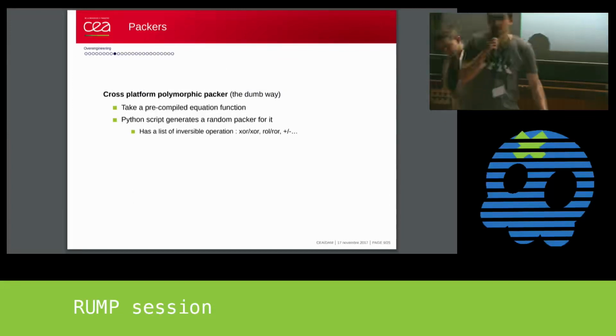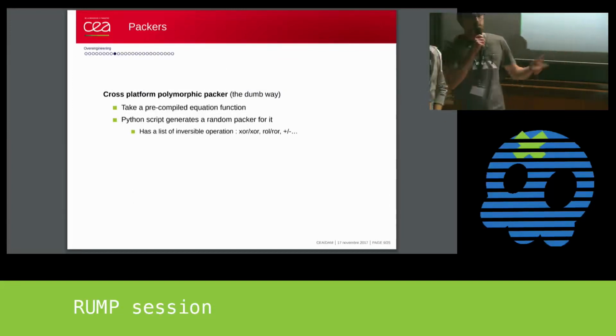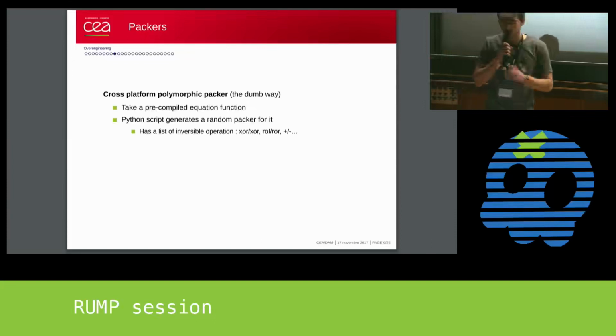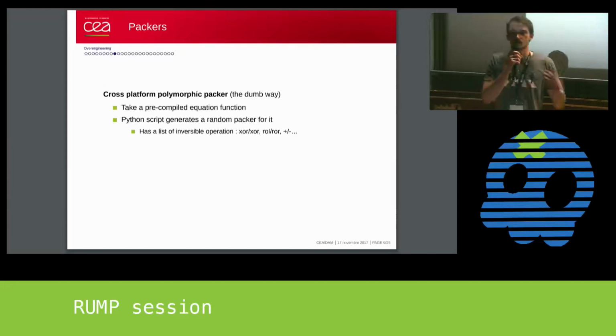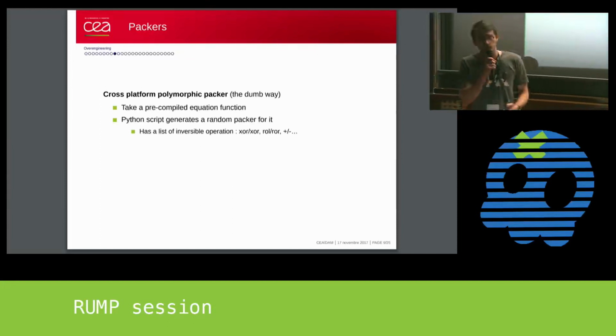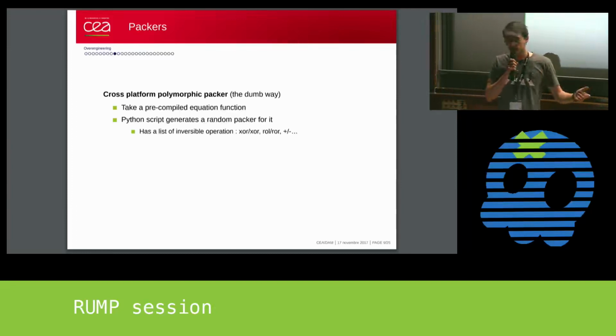So for the packing part, you saw that there was a packer in this challenge. We wanted to generate one different packer per binary, so that's 1,000 packers, and we couldn't afford to write them all manually. So what we did is that when the equation was compiled, we just took the binary blob, and then we generated random packers. We had a list of invertible operations and their inverses.